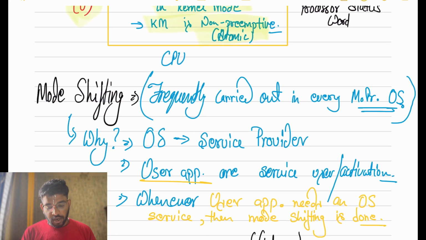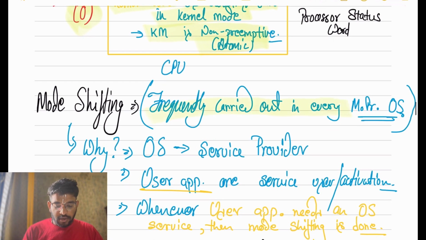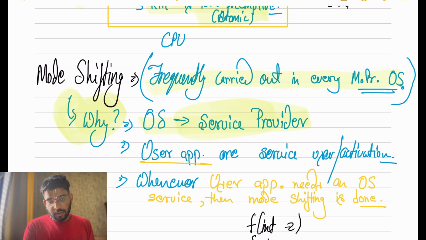Mode shifting is shifting from user mode to kernel mode and from kernel mode back to user mode. This is a frequently carried out operation in every multi-programming operating system. Why is mode shifting required? Because the OS is a service provider and it provides service, in the form of resources, to any process that requests it. Therefore, the operating system has a mode shifting procedure.